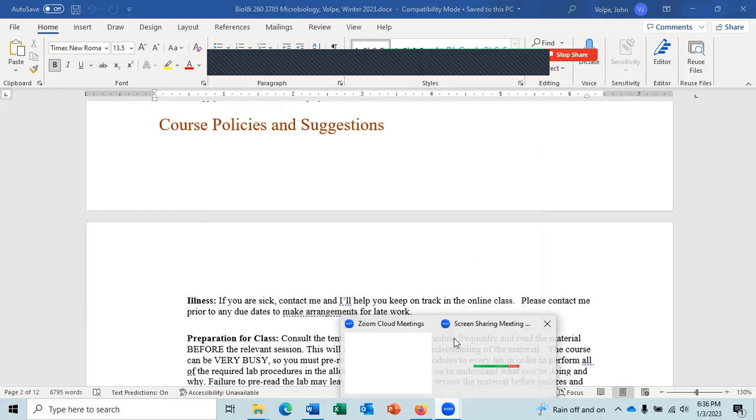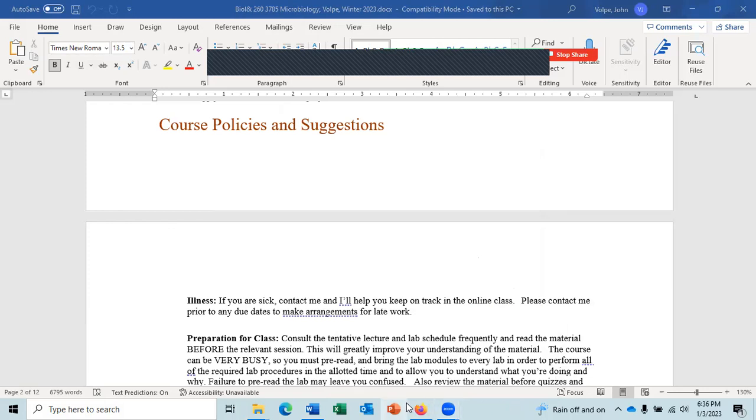I got two of those open. That shouldn't be. Don't want to close that down because it'd probably close down the Zoom session. So I'm going to have to deal with it until after the class, the lab.